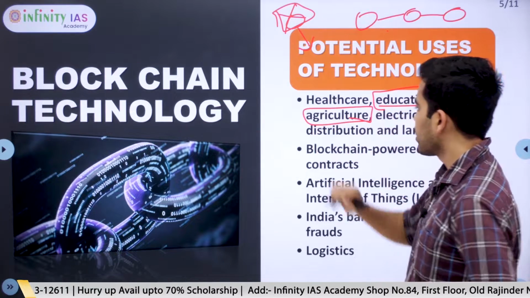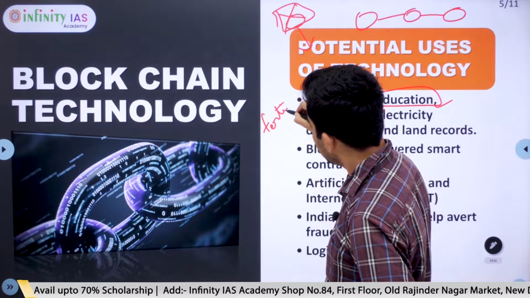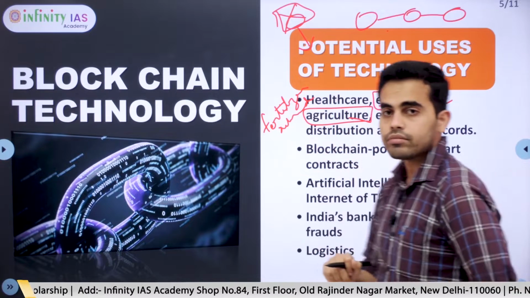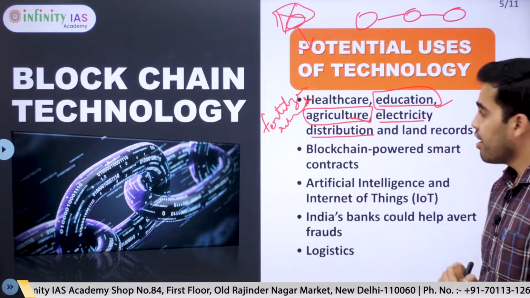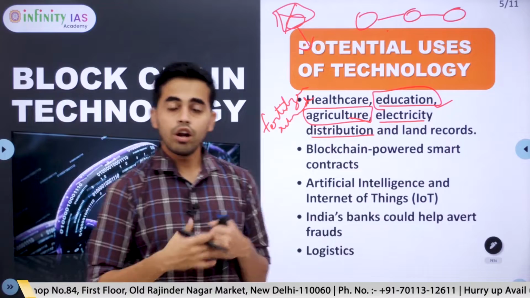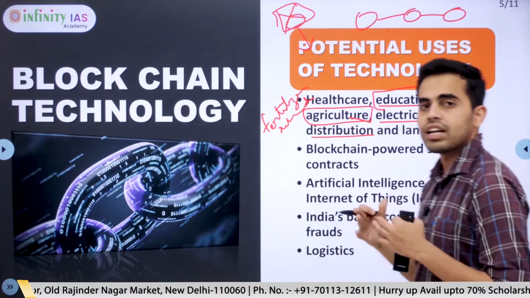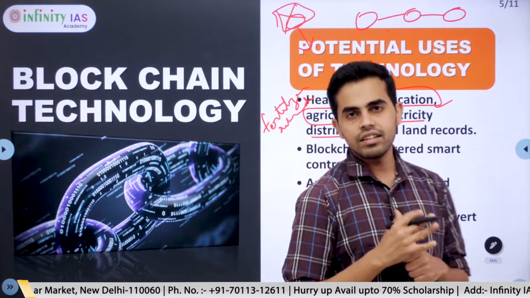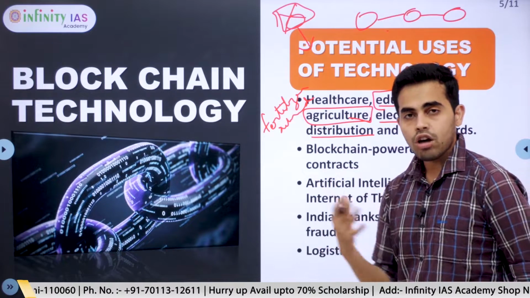In agriculture, we can use blockchain technology for registering fertilizer subsidies to prevent fraud. And then even in electricity distribution, we see that there is a problem of leakage or losses when it comes to electricity. We see the DISCOMs are in stress. One of the reasons why the DISCOMs, electricity distribution companies, are stressed is because there are losses.